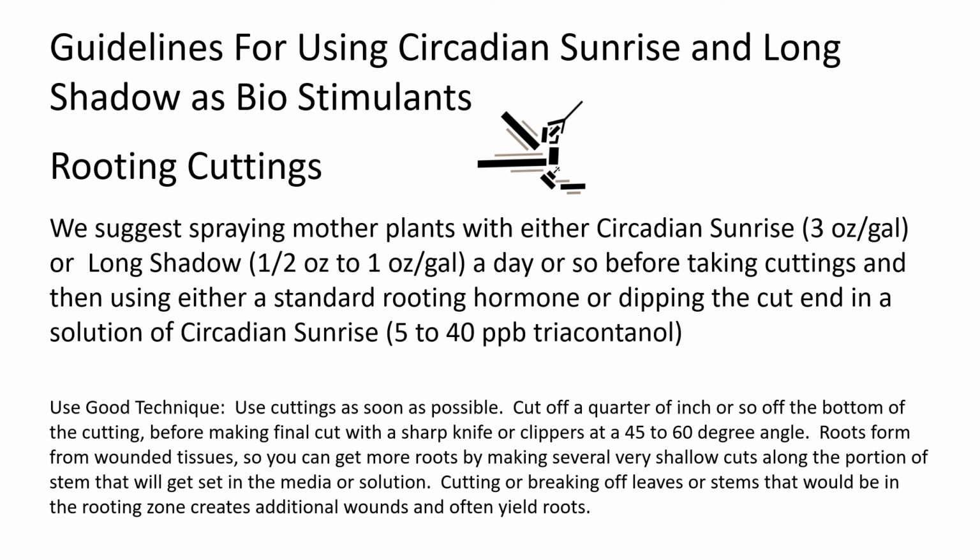Roots form at wounded tissues, so you can also make several other shallow little cuts along the stem where it's going to be set in the media. You can get more roots that way. If you have a leaf that you break off that's going to go in the media, where you break that leaf off is generally a great place where you're going to get roots as well.